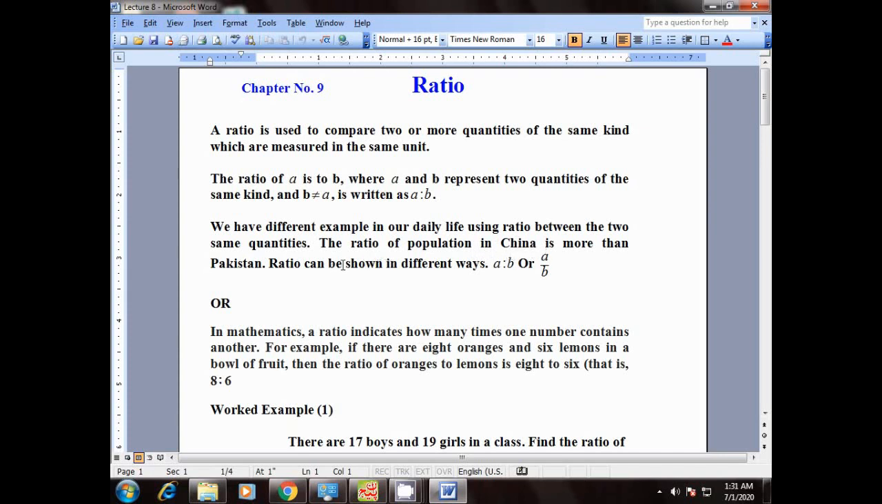Ratio can be shown in different ways. For example, first quantity A ratio second quantity B. Now this can be written in the form of A divided by B. Now here the numerator represents the first quantity while the denominator represents the second quantity, and this fraction represents the ratio. It means that we can express a ratio in the form of fraction, or we can express fraction in the form of ratio.